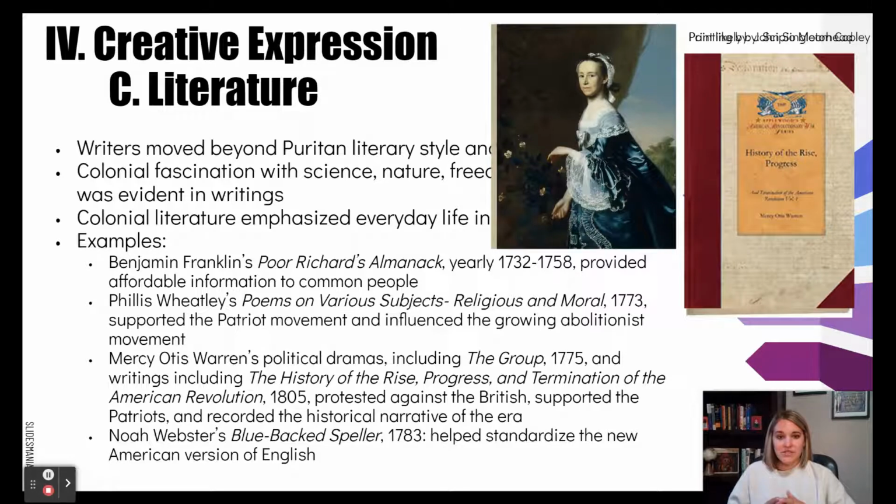Next up, we have Mercy Otis Warren, and she wrote a variety of styles. She wrote a lot of satire. She wrote political dramas called The Group, and also one of the first historical accounts of the Revolutionary War called The History of the Rise, Progress, and Termination of the American Revolution. And so in her work, she's protesting the British, supporting the Patriots, and recording the historical narrative of the area.